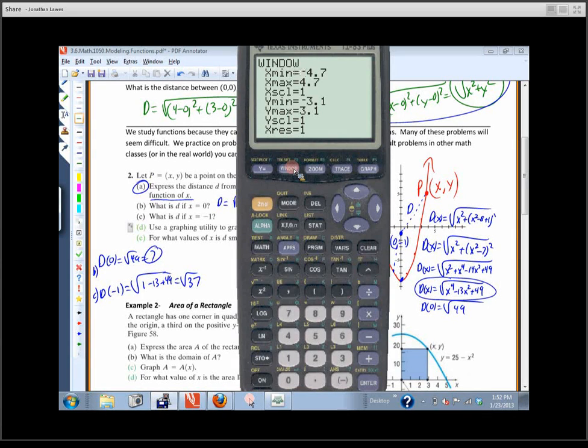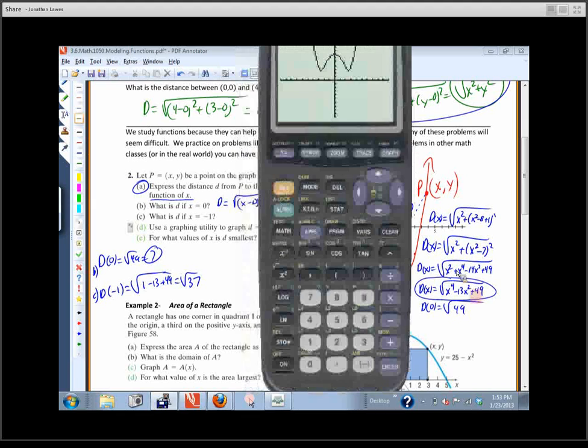I'm going to check what the window is. This is a pretty small window. So I'm going to hit zoom 6. That's the standard window. It goes from -10 to 10. And that's what it looks like. Okay, now, that's what the graph that we just did looks like? That's what this one looks like. That's square root.